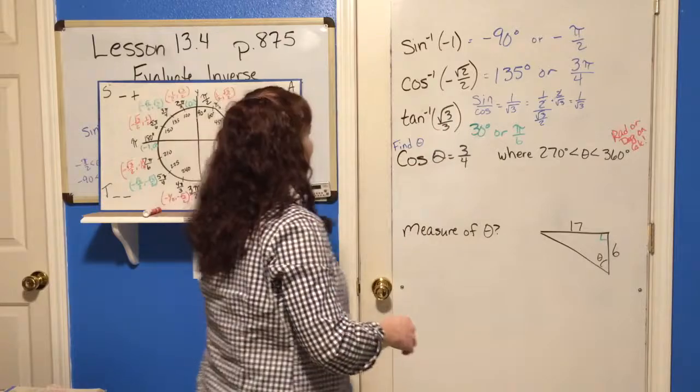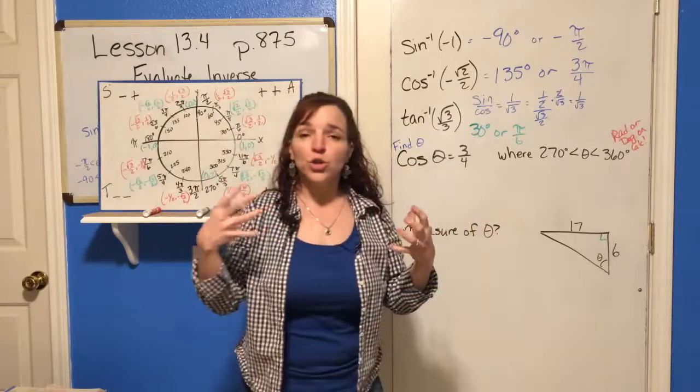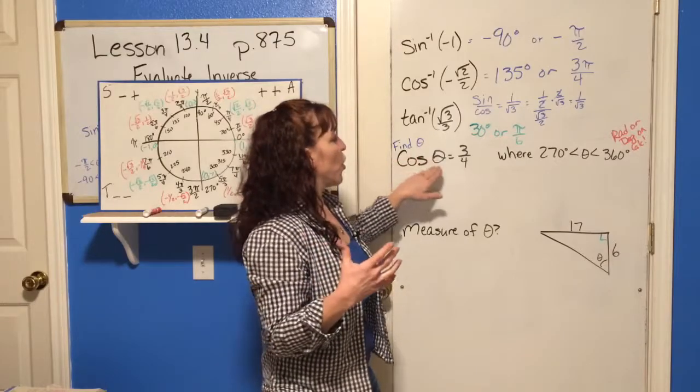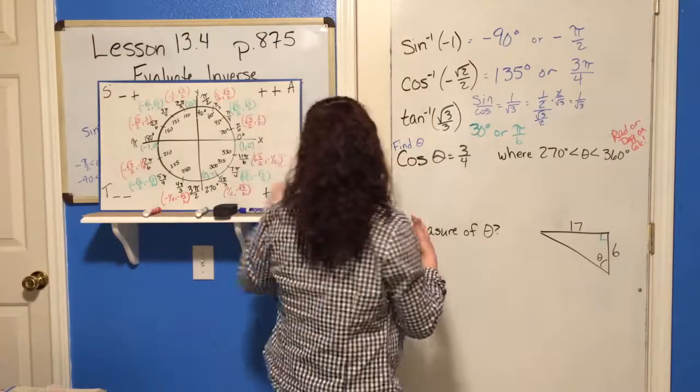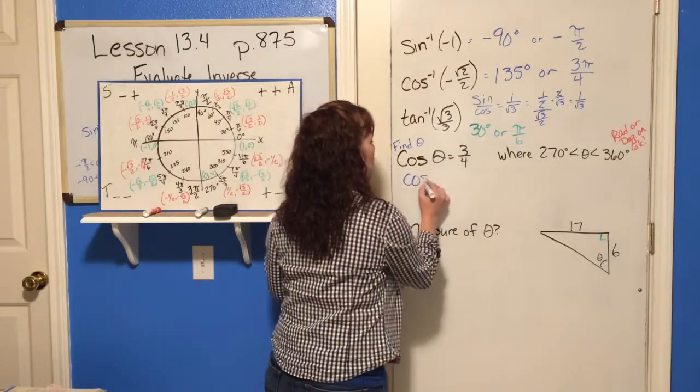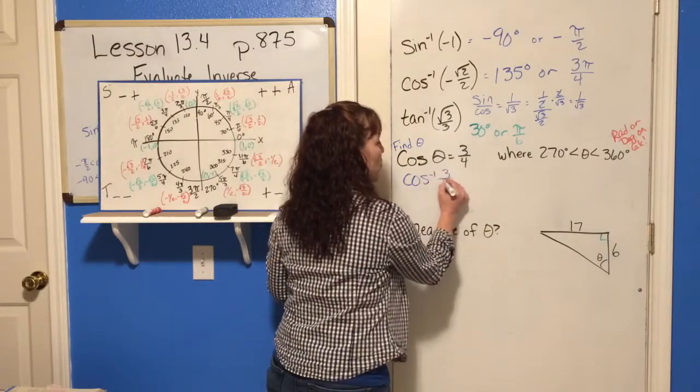Now, some of those aren't on your unit circle. So if I say, I want you to find theta if the cosine of theta is 3/4. Well, you can say, well, that's easy. All I want, that just means I want the inverse cosine of 3/4, right?